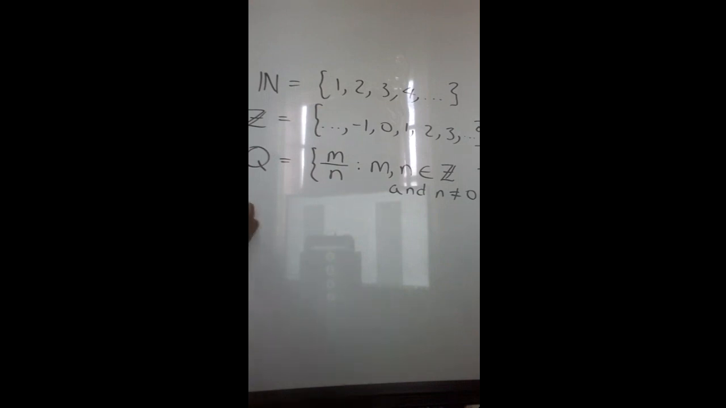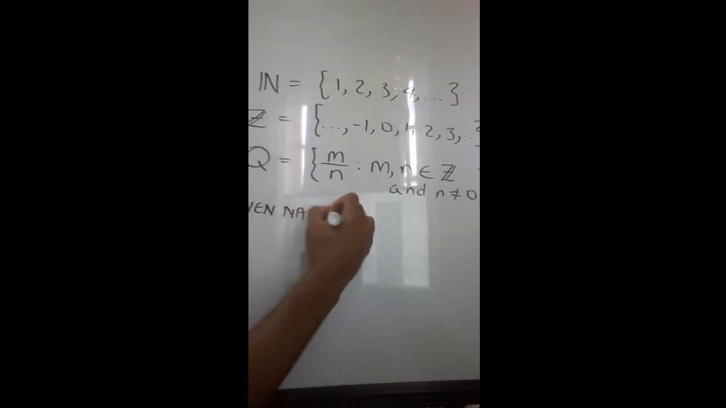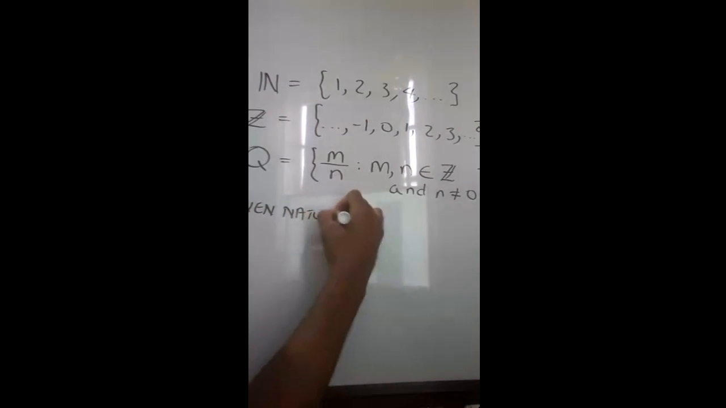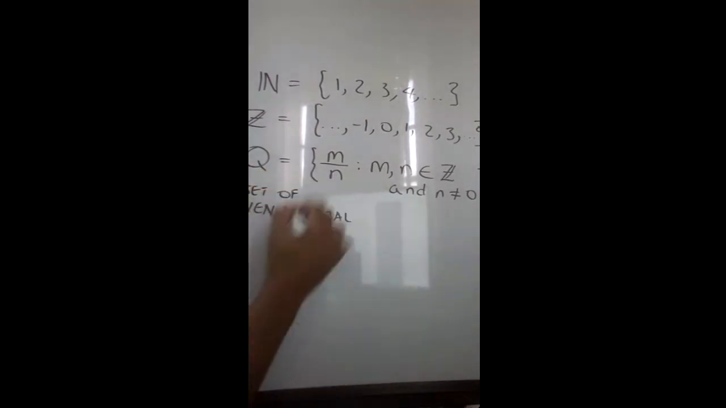Now, this one you probably weren't expecting. The set of even natural numbers. Now, there's no symbol for that, so I'll just write the words. Even natural numbers. We're going to be using even numbers a lot. And I can't spell natural apparently. Natural. So the set of even natural numbers.